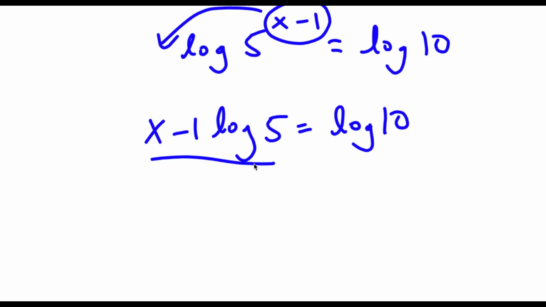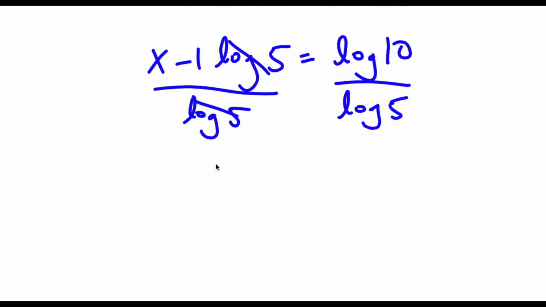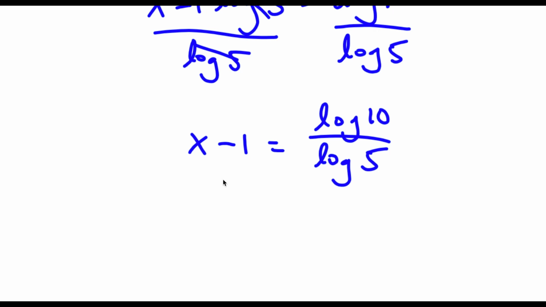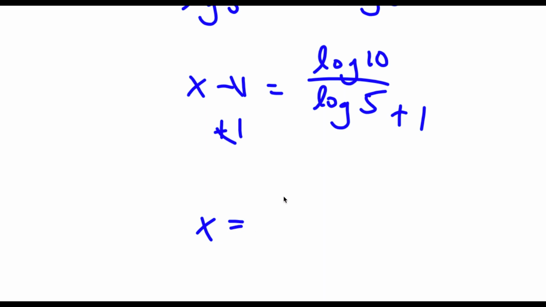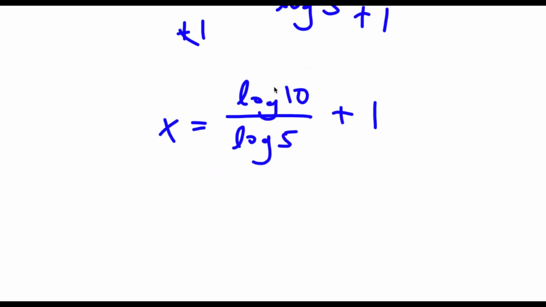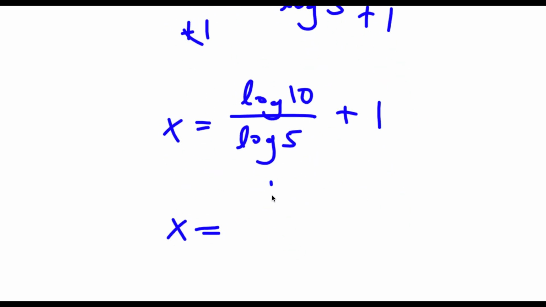Now I'm going to go ahead and divide both sides by log 5. So then these two cancel out, and I'll be left with x minus 1 is equal to log 10 over log 5. So now I'm going to go ahead and add 1 on both sides. So I have x is equal to log 10 over log 5 plus 1. Now log 10, this is the same thing as 1. So now I have x is equal to 1 over log 5 plus 1.